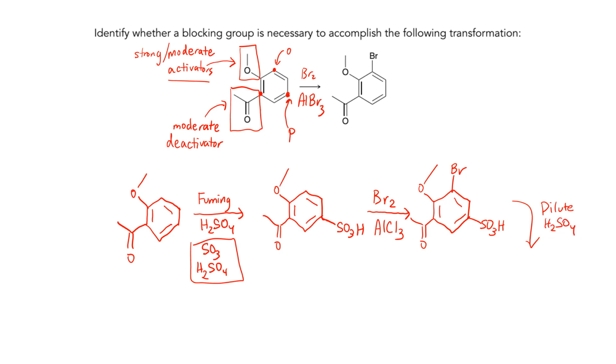And actually, if you use dilute H2SO4, you take the blocking group off. And there you have it. Right, this would have been great if we could just do this all in one step, but we can't do this in one step, right? We have to add the blocking group first to force it at the ortho position.